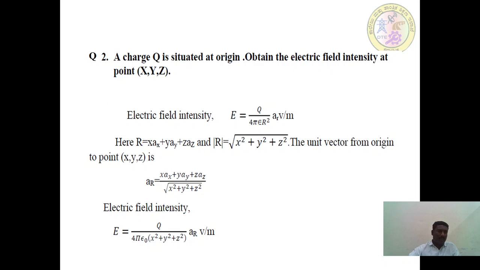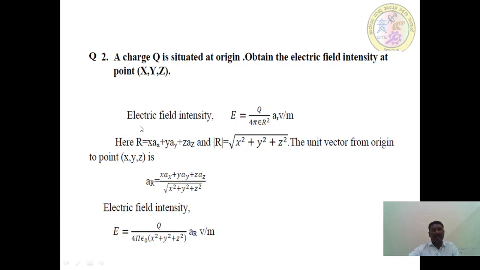Okay, let us take one more problem. A charge Q is situated at the origin. Obtain the electric field intensity at a point x, y, z. See this, the charge Q is situated at the origin. Origin means the value of x, y, z is generally 0. Obtain the electric field intensity at the point P, x, y, z.